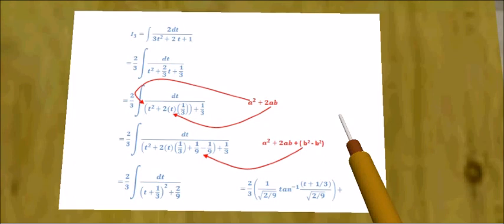So I will add 1 by 9 and subtract 1 by 9, so that I have a perfect square of (t plus 1 by 3) whole square, and it simplifies to (t plus 1 by 3) whole square plus 2 by 9. And it is of the form tan inverse, because it is of the form 1 upon x square plus a square, and the integration of this is 1 by a tan inverse x by a.